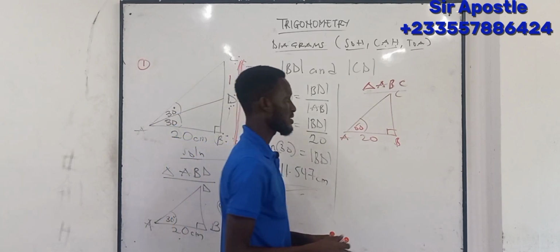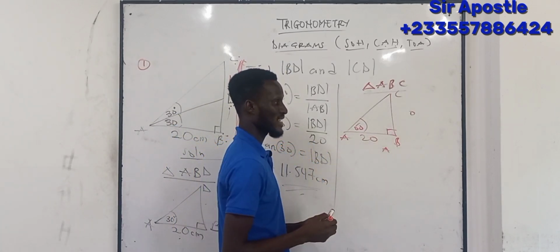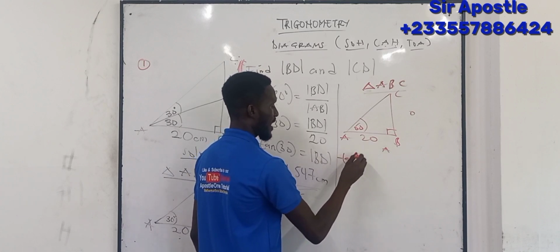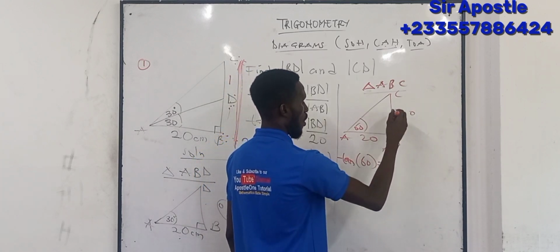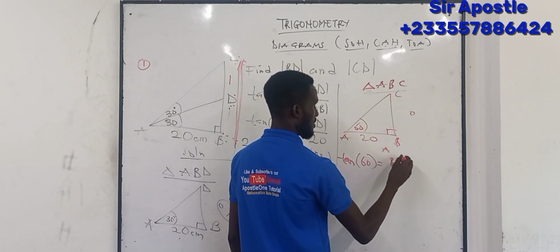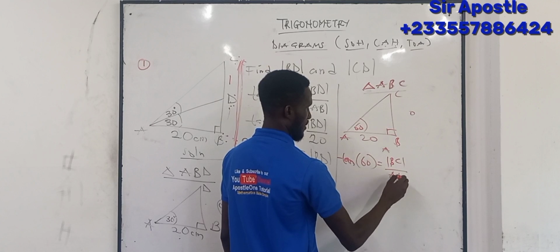Now, so let's solve for BC. BC is the opposite. Opposite and adjacent, so I have to use tan. So we have tan of the angle 60. Tan 60 is equal to opposite, BC, divided by adjacent, which is AB.